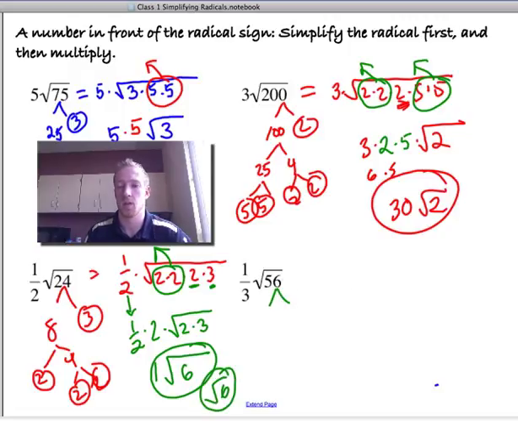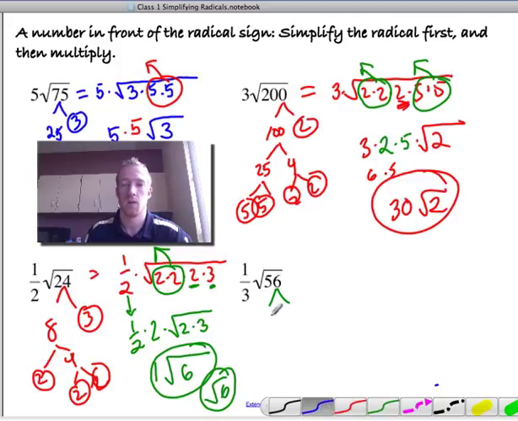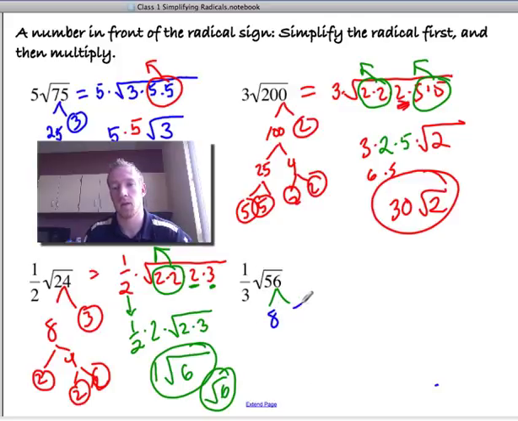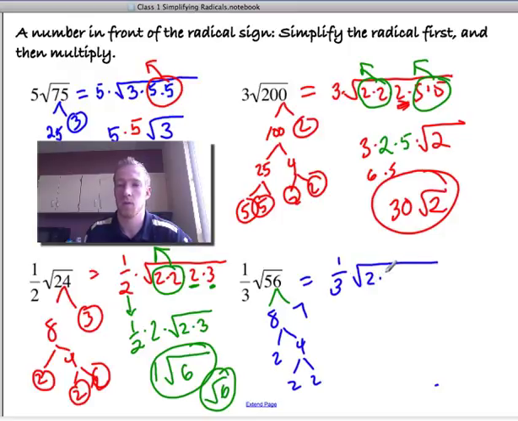So 56. Let's get a different color here. We got 8 and 7. And then this is 2 and a 4 and a 2 and a 2. So this is 1/3 times square root of 2 times 2 times 2 times 7. So I've got a pair of 2s, and just 1 2 left and 1 7 left.